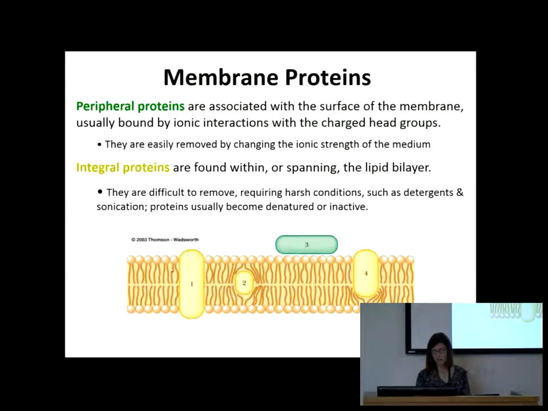If I had to do a project like this, studying membrane proteins in graduate school, I probably would have picked an integral protein, because once you try to study it, it becomes denatured or inactive. And I had a knack for picking the most difficult projects that would result in failure and wasted months and years of my life. Why take the easy road?